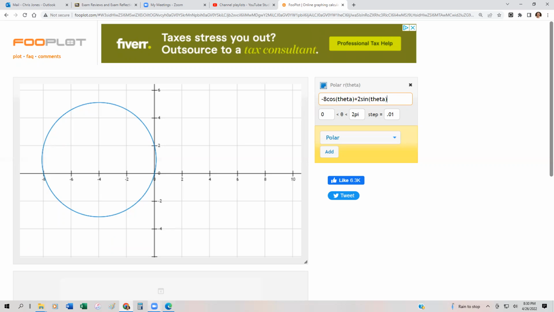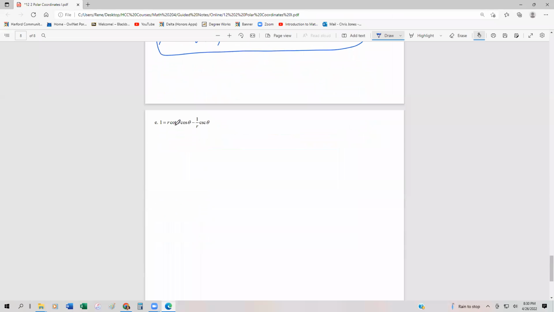Another example of this: we have 1 equals r cotangent of theta cosine of theta minus 1 over r cosecant of theta. This one looks really ugly, but don't get too disheartened by it. First thing we're going to do is clear out the denominator by multiplying the entire equation by r. That's going to be r equals r squared cotangent of theta cosine of theta minus cosecant of theta.